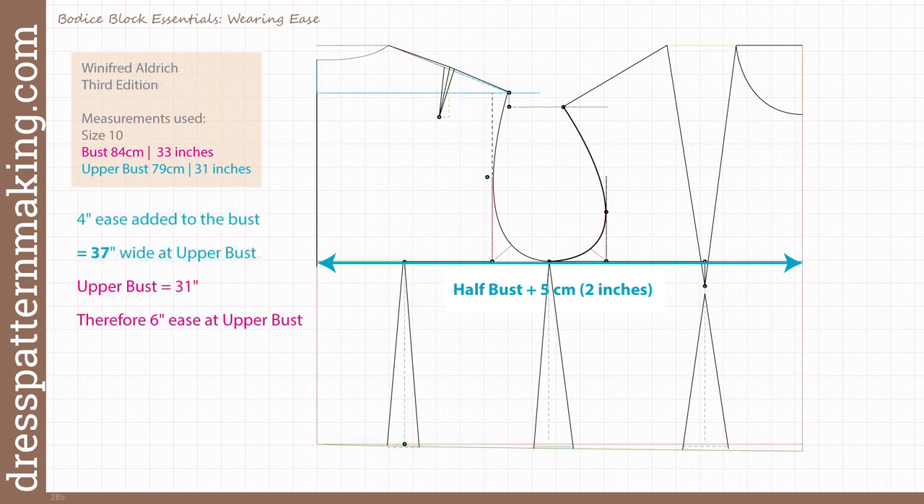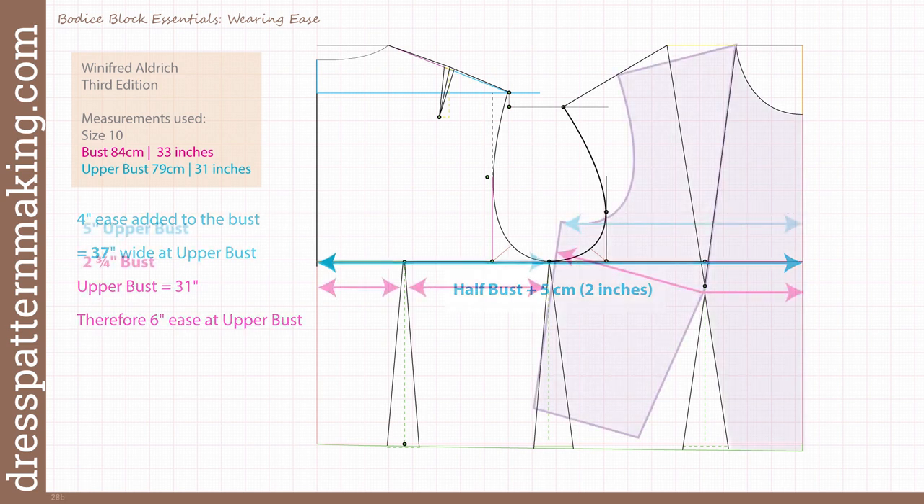Remember though that this is based on the bust measurement. You end up with 4 inches ease on top of the bust measurement, so it's ending up 37 inches wide at the upper bust, at the armhole level. But the upper bust is 31 inches, since it's 2 inches less than the bust. Therefore, there is 6 inches ease at the upper bust. Well, it seems like that. In the next slide, I'll show you how that actually comes down to 5 inches ease.